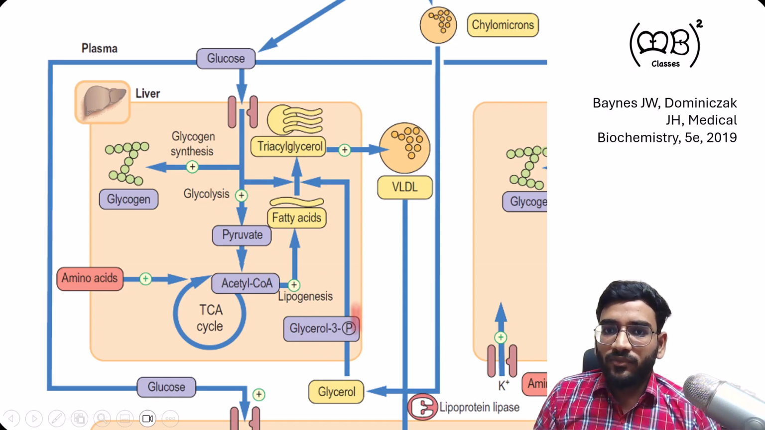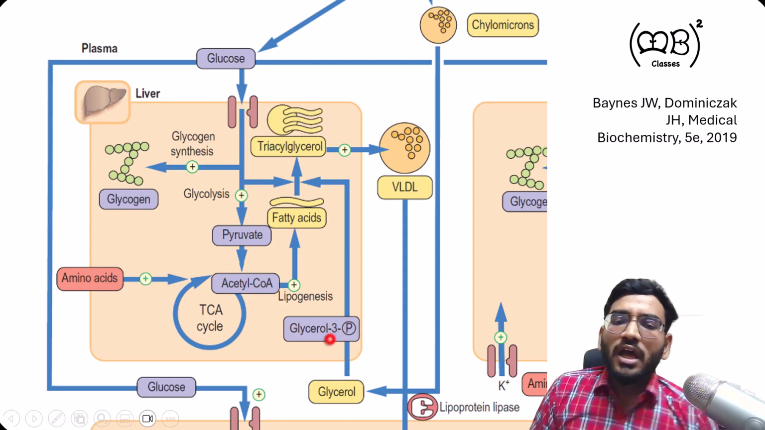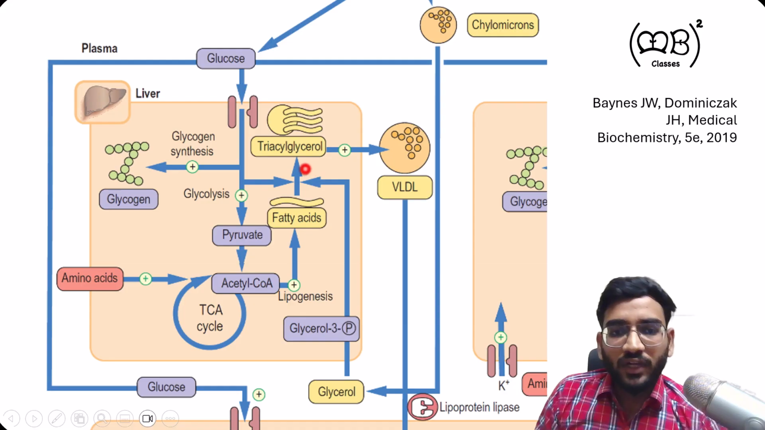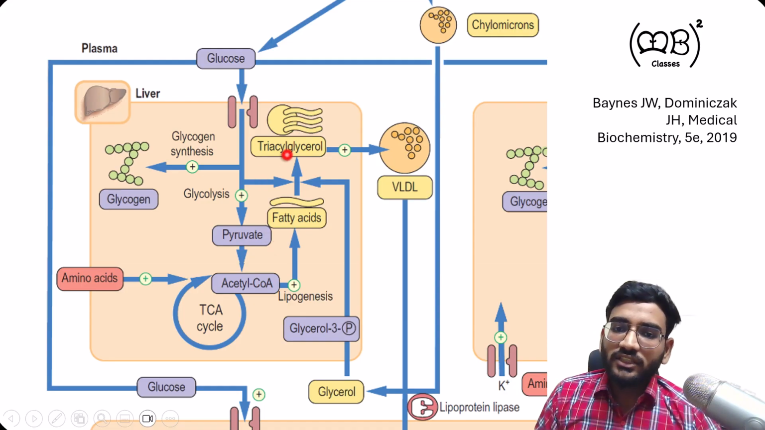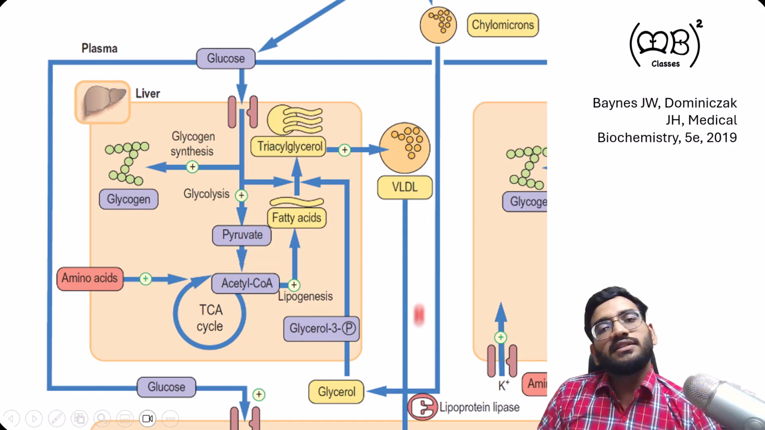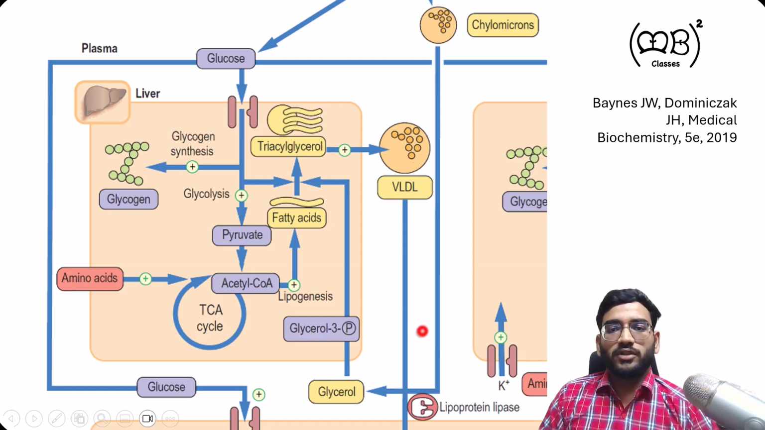Or coming from the capillaries of the adipose tissue, the glycerol 3-phosphate will bind to the fatty acid and form triglyceride. These triglycerides will be packed in the form of VLDL and sent to adipose tissue for storage. So this is what is happening in the liver.